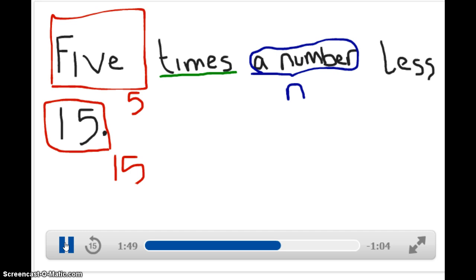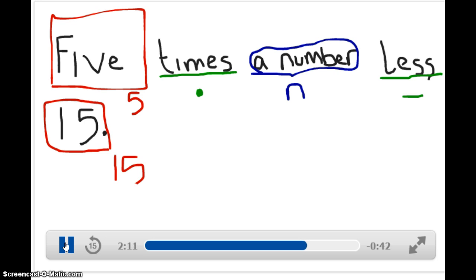Now, when doing this, you want to use a dot instead of the X that we're used to. The reason why is because X can be confused with the variable. So we're going to use the dot. Next, we've got less. Less means to subtract, so I'm going to put my minus sign there.